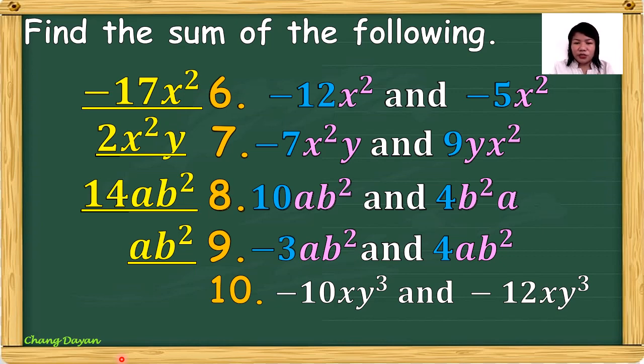Number 10. Negative 10xy cubed and negative 12xy cubed. Ang ating numerical coefficient ay negative 10 at negative 12. Combine lang natin. Negative 10 plus negative 12, the sum is negative 22. At ang ating literal coefficient ay xy cubed. Copy lang natin yan. Therefore, for number 10, we have negative 22xy cubed.